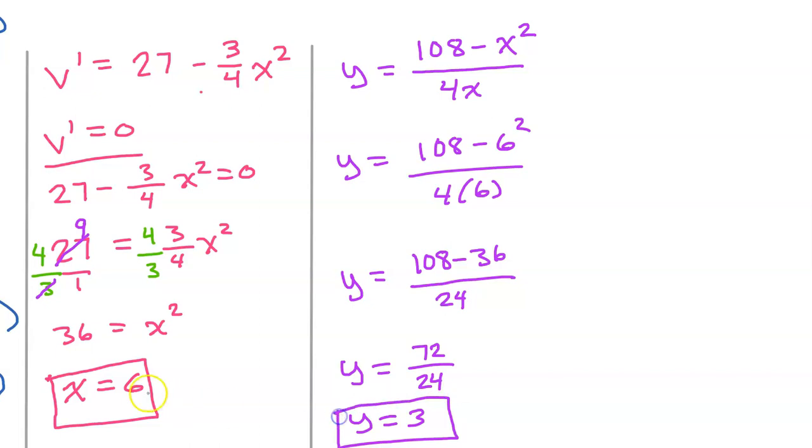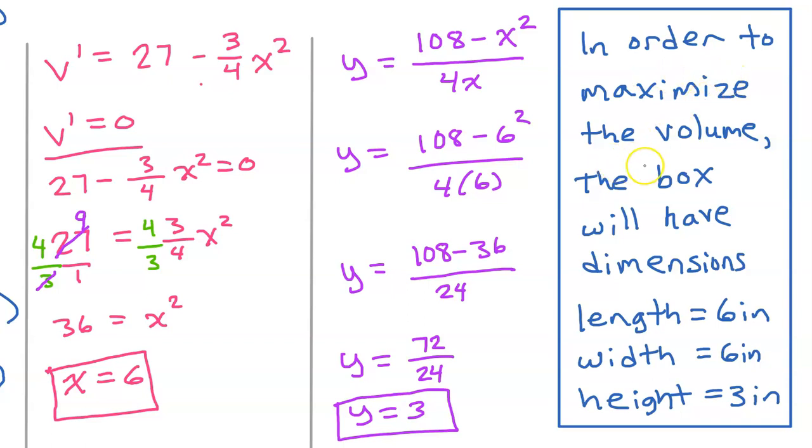So these are the dimensions that we were looking for. In order to maximize the volume, the box will have dimensions length 6 inches, width 6 inches, and height 3 inches.